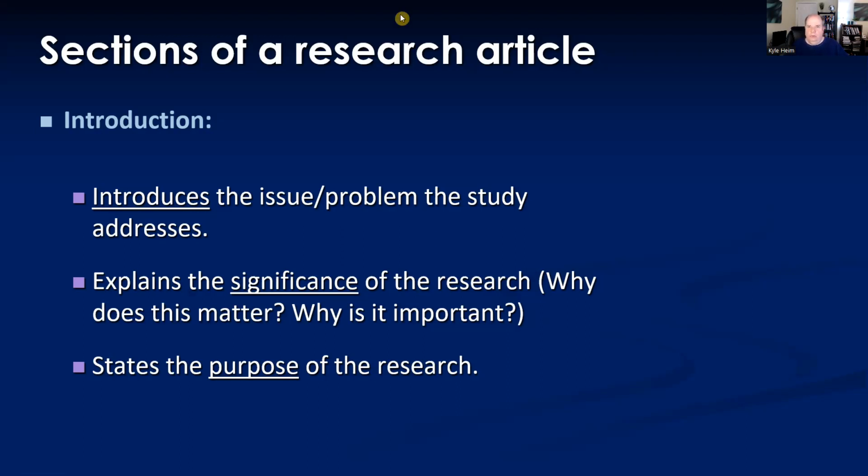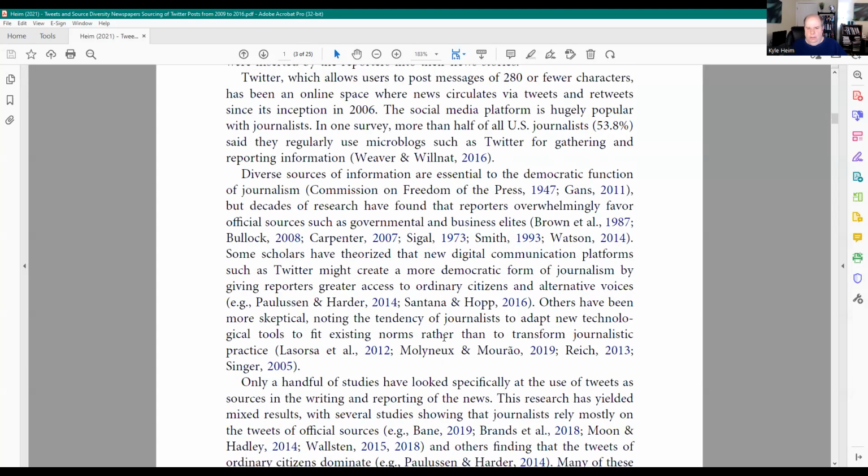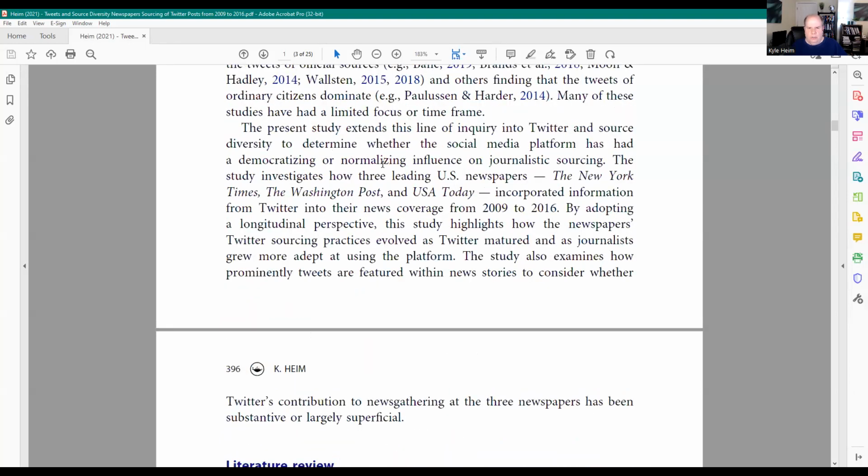So if I go to my article here for a second, here's my introduction section. And at the very end of the introduction section, I tell you exactly what the purpose of the study was. The present study extends this line of inquiry into Twitter and source diversity to determine whether the social media platform has had a democratizing or normalizing influence on journalistic sourcing. The study investigates how 3 leading US newspapers incorporated information from Twitter into their news coverage from 2009 to 2016. There you go. I have told you in simple terms what the purpose of this study was.